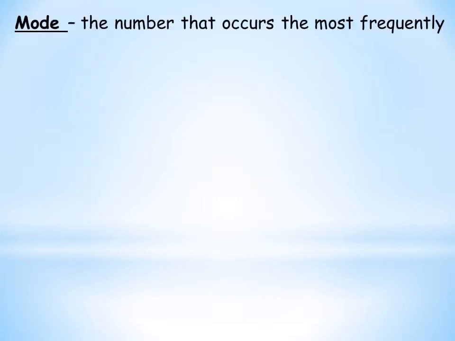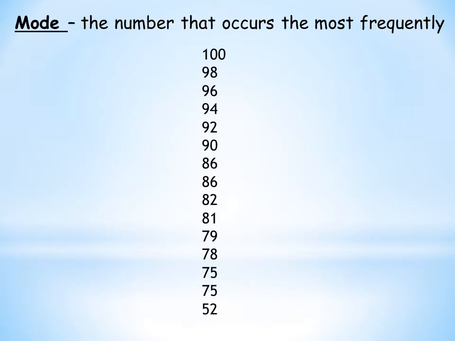The mode is the number that occurs most frequently. Now, you don't have to put the data in order to figure out the mode, but sometimes it's convenient to do so. So here again is all the numbers in order, and you can see that I have 86 and 75 twice. So in this case, I actually have two modes, 75 and 86.